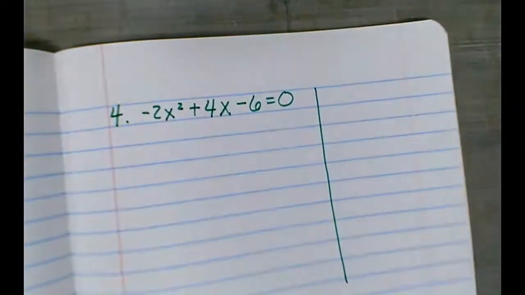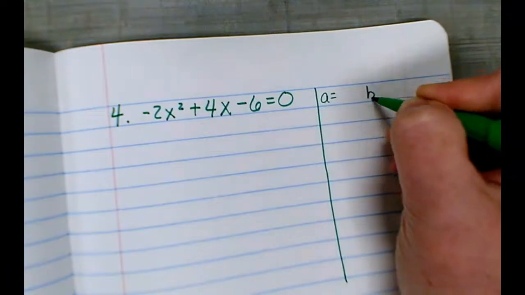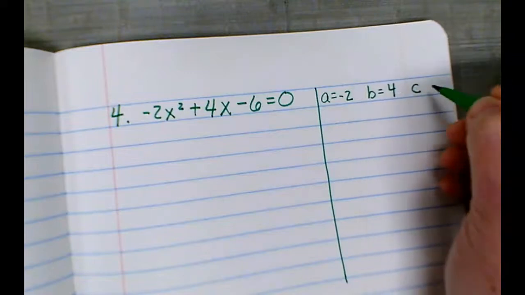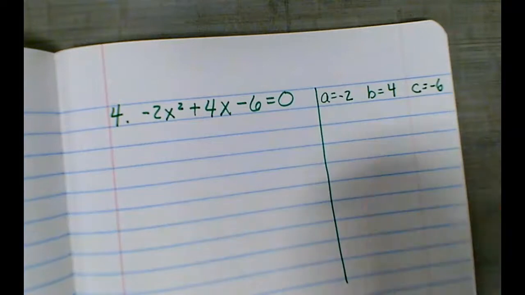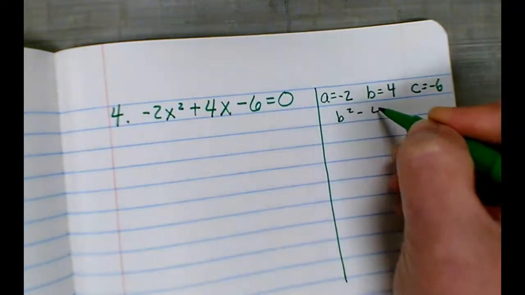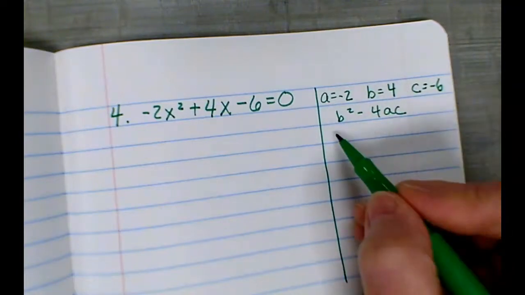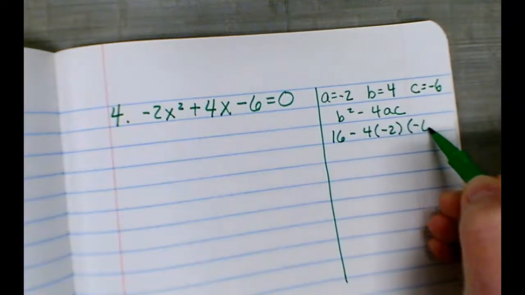This is already equal to 0. If I was trying to factor it, I would start off by factoring out the GCF of -2. But you don't have to do that when you're using the quadratic formula. And C is equal to -6. And so B squared minus 4AC. So that would be a 16 minus 4AC.